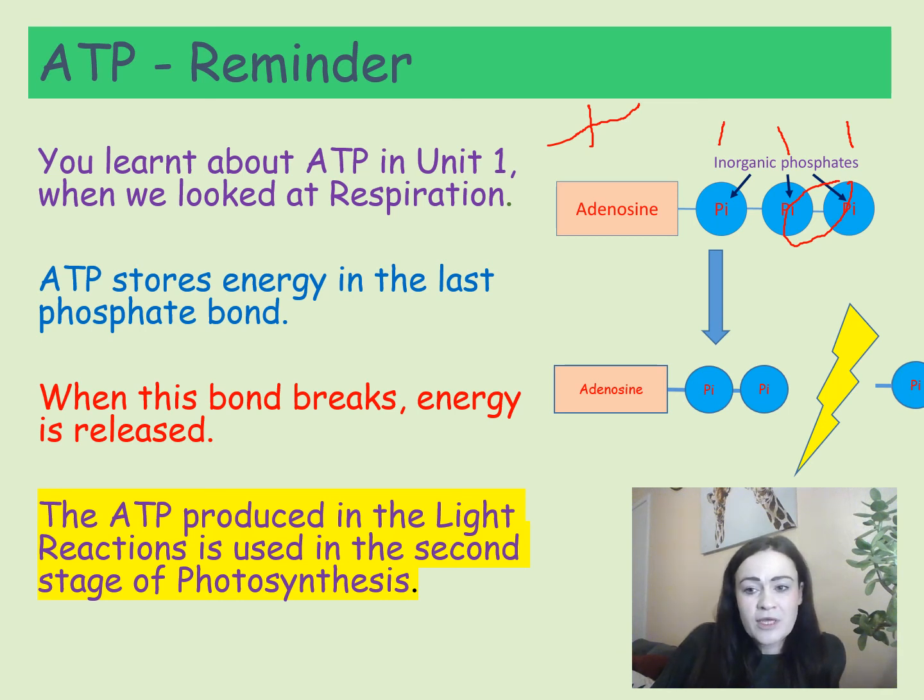So when the bond breaks, energy is released, and in photosynthesis we talk about ATP. It's going to get used in carbon fixation, so that last phosphate will shoot off, energy will be released, and then it's used to produce the glucose that the plant needs.